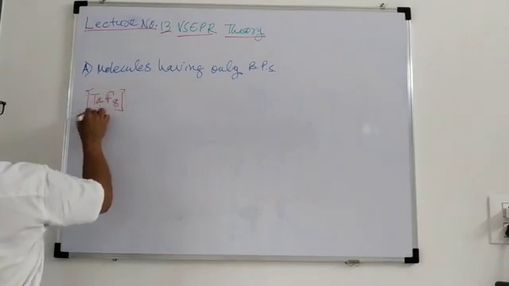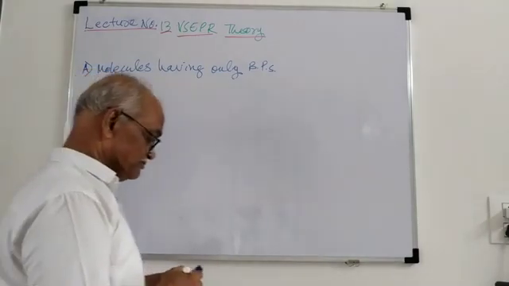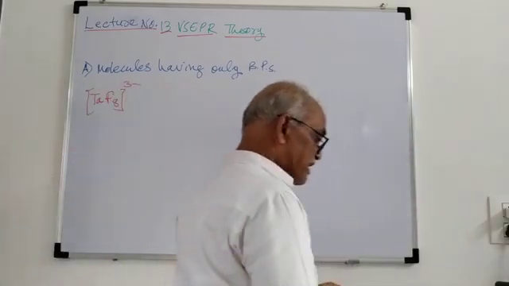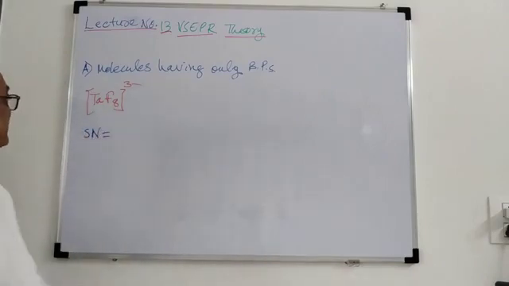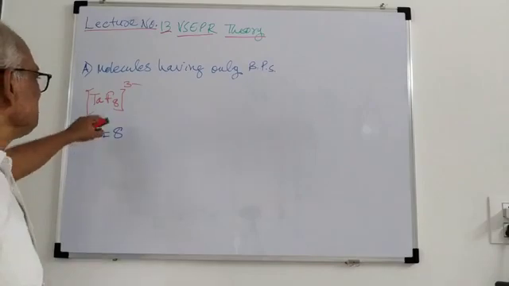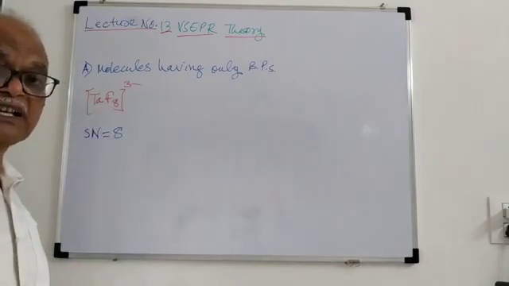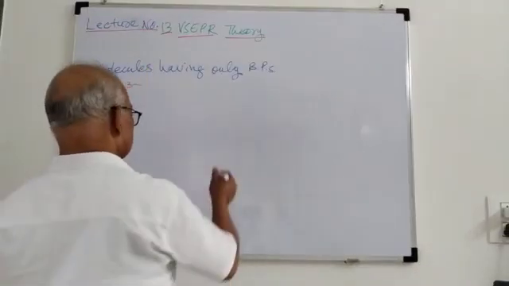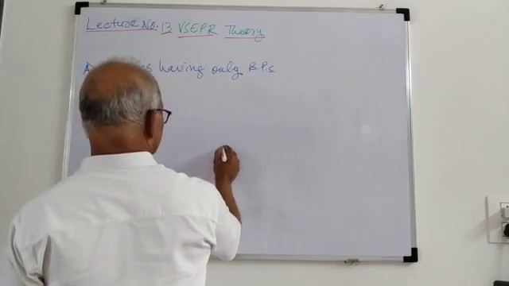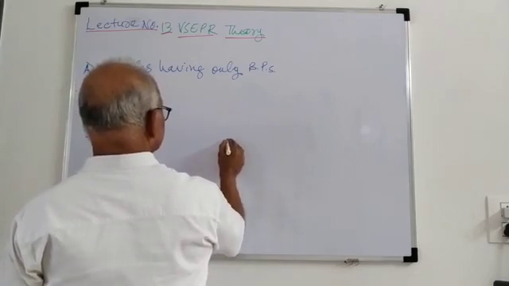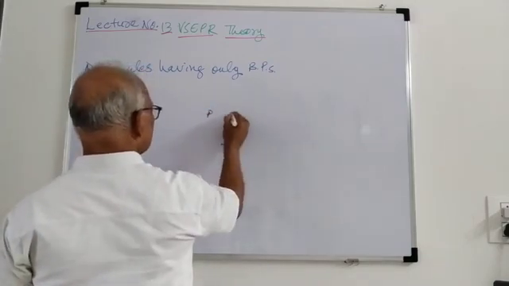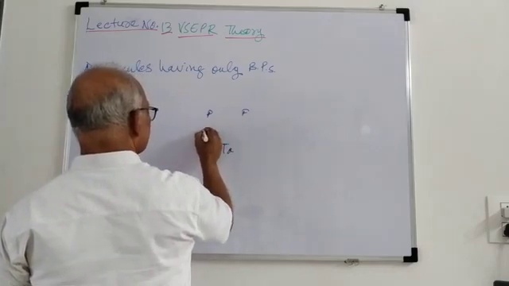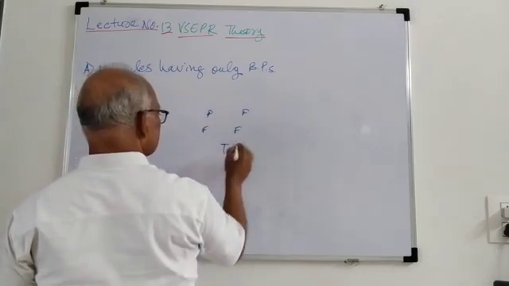TaF8 3 minus. This TaF8 3 minus has steric number 8. Means there are 8 Ta-F bonds only. Ta has no more lone pair electrons. Now this structure is like this. Ta is at the center. Now we can show these fluorines in this way, occupying the positions like this.